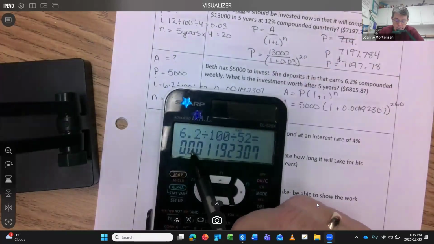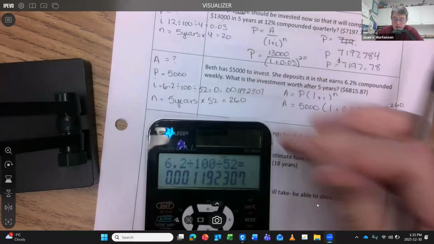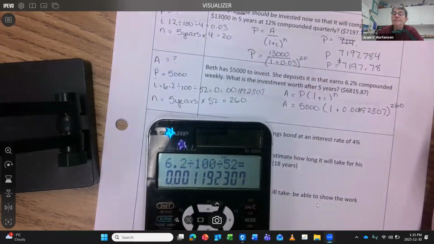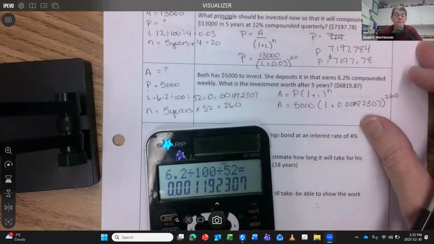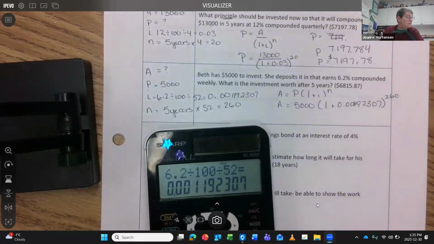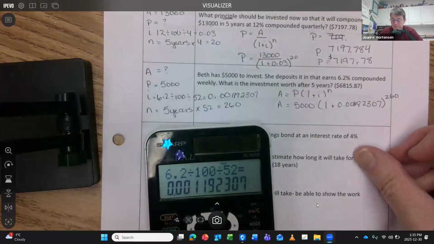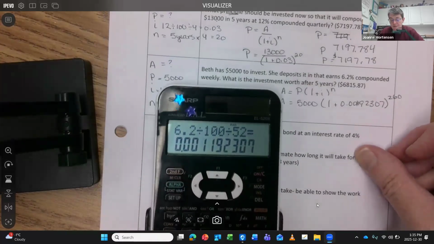There's 00119. I lost a 1 along the way. That's why things were not working. My original answer key was also missing that. I was like, I cannot make this work. All right. Anywho.